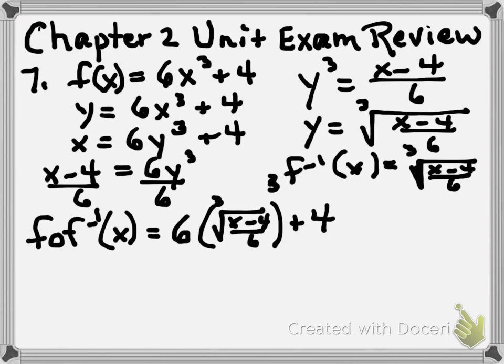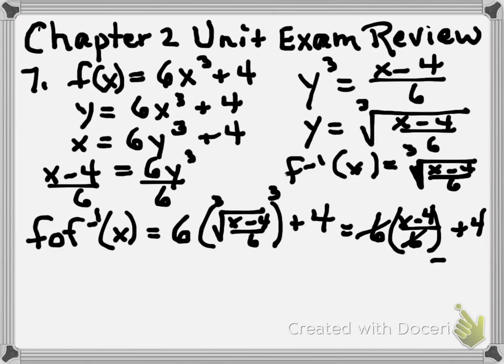Now when I'm taking the cubed root of x minus 4 over 6 and cubing it, what I'm getting is just what's underneath the radical, x minus 4 over 6. And 6 divided by 6 cancels out. X minus 4 plus 4 is just equal to x.